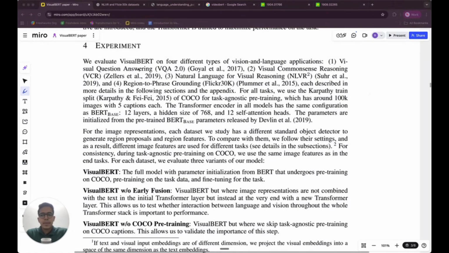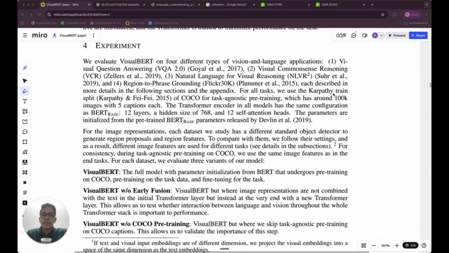Section 4, experiment. We evaluate VisualBERT on 4 different types of vision-language applications: VQA, Visual Commonsense Reasoning (VCR), Natural Language for Visual Reasoning (NLVR2), and Region-to-Phrase Grounding, Flickr30K. These datasets we have already discussed.